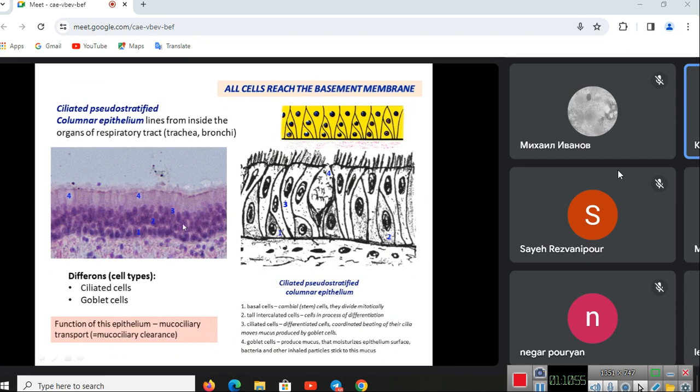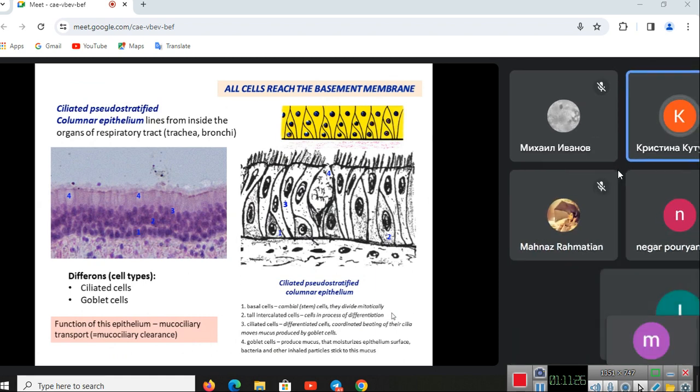Next, the second row of cells, number 2 in this picture, these are called tall intercalated cells. Intercalated means inserted, kind of inserted between mature cells. So they are a little bit higher, like this or like this. These are the cells in the process of differentiation. So they are not stem cells, they cannot divide anymore, but they are still not mature cells. They are in process of differentiation.